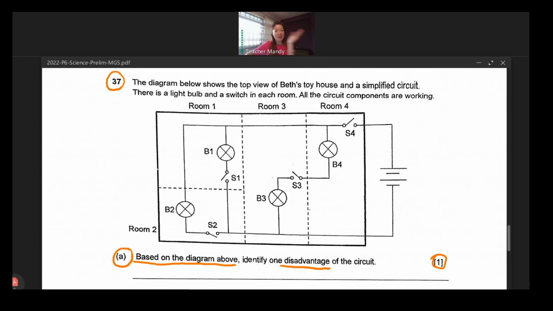Usually we're talking about this one. If everything is working, sometimes you can tell me answers like the bulb is faulty, the switches are not working, the batteries are not working, but this one all components are working. And we have to look for the disadvantage. So since everything is working, other than it looking very complicated, let's take a look. Is this a series circuit? Is this a parallel circuit? What do you think?